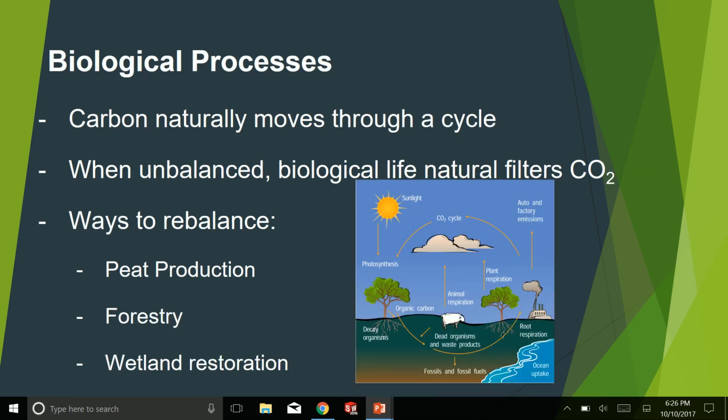The biological processes involve restoring the natural carbon cycle. Peat protection, forestry, and wetland restoration basically involve increasing the amount of plants to act as greenhouse gas exchange. There are also agricultural solutions that will serve as natural carbon sinks that will help preserve and rebuild the negative effects of the carbon emissions as well.